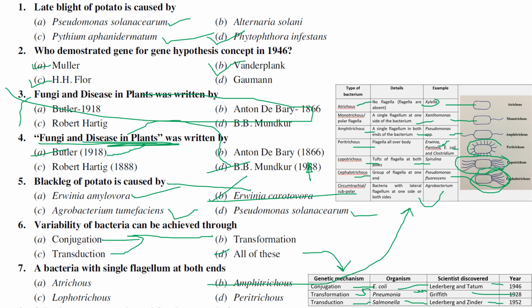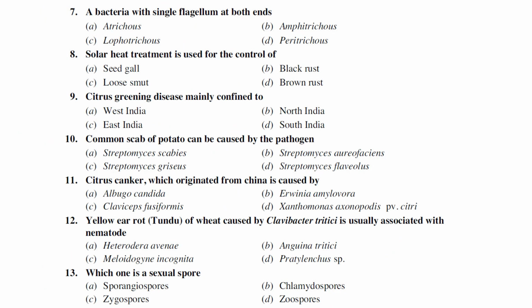A bacteria with a single flagellum at both ends, single flagellum at both ends, the example is amphitrichous. So the answer is amphitrichous. The next one is a bacteria with a single flagellum, same amphitrichous only.